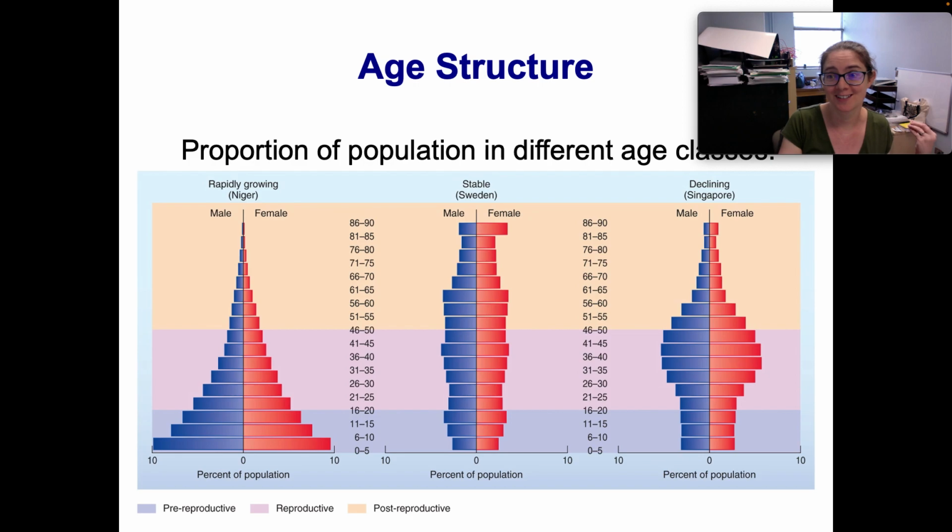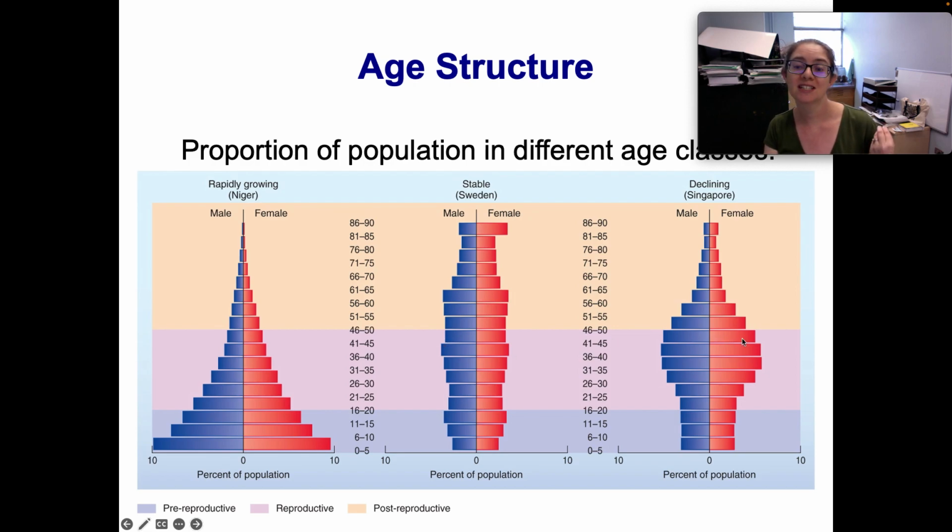So if there are a lot of young people, then we can say that a lot of them are going to come up and be of reproductive age soon, and that's going to make the population grow faster. If we have about the same number of people in all the different age classes, like you can see here for Sweden, then it's going to be stable, because the same people that aren't reproductive yet are going to move into the reproductive category and have babies, and then it's not going to make the population go up dramatically.